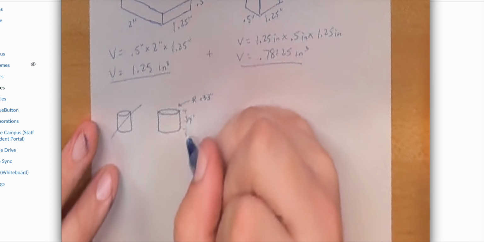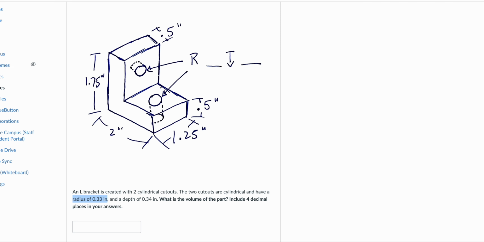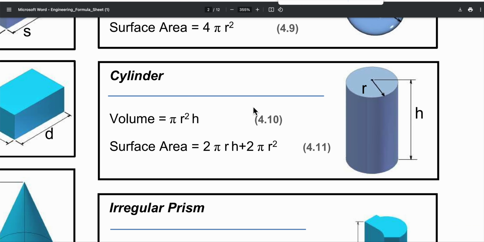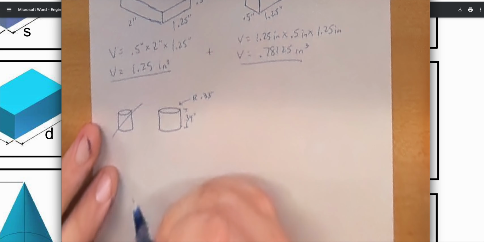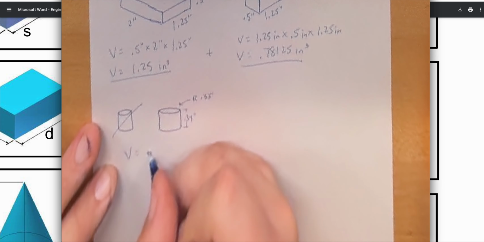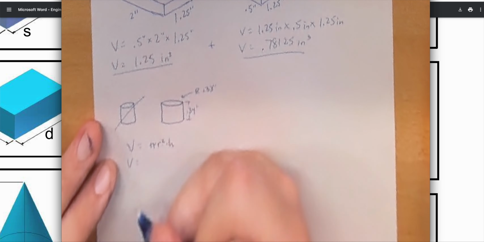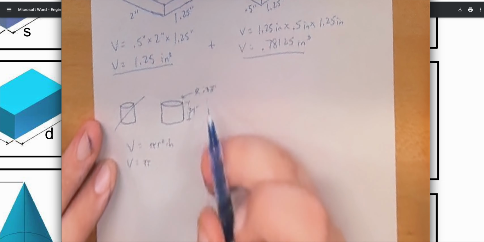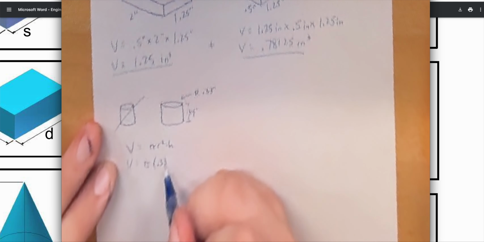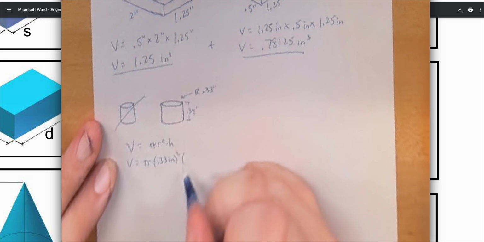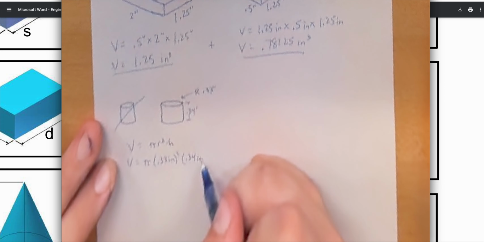So now let's go ahead and calculate this out. What you might be wondering, oh, Mr. Rainbow, I don't know the volume of a cylinder. Well, if we go to our good old equation sheet, equation 4.10 tells us that the volume is equal to pi r squared times h. So this is V equals pi r squared times h, right? Now in this particular scenario, we've got the radius equal to 0.33 inches. We're going to square that. Then we need to multiply that by the height, which is 0.34 inches.